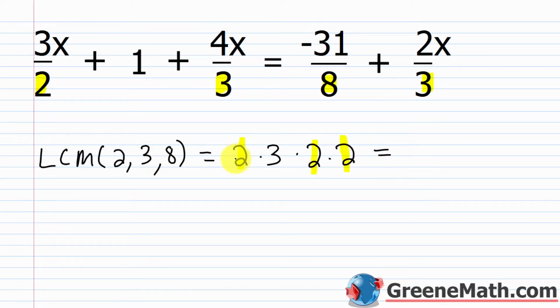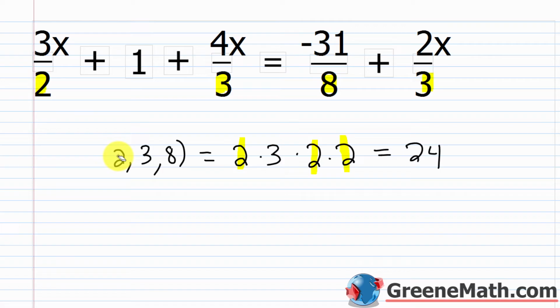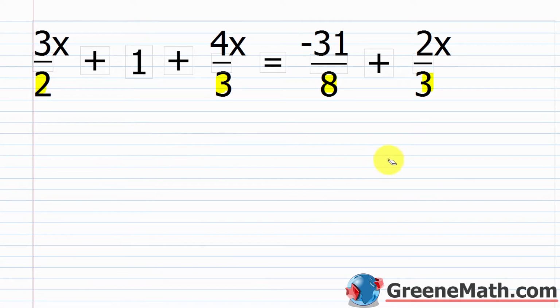Okay, so we have 2 times 3, which is 6, times 2, which is 12, times 2 again, which is 24. So that's going to be my LCM for those numbers. And so my least common denominator is 24. All right. So LCD is equal to 24. And so I multiply 24 by both sides of the equation.